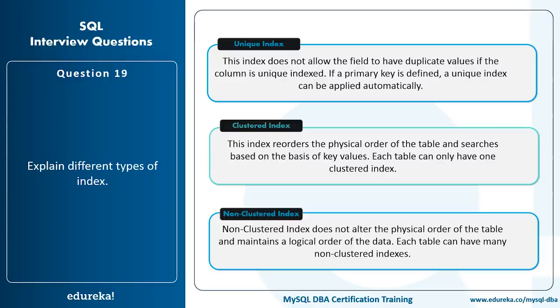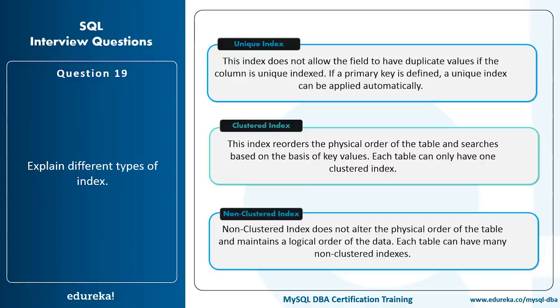The unique index basically does not allow the field to have duplicate values if the column is unique indexed. So if a primary key is defined, a unique index can be applied automatically. So the unique index is mainly used when you do not want any duplicate values to be present in the column. Now moving to the clustered index, the clustered index basically reorders the physical order of the table and searches on the basis of key values. So each table can have only one clustered index.